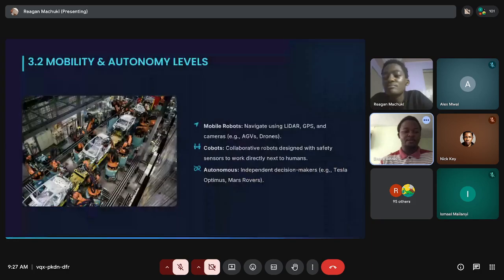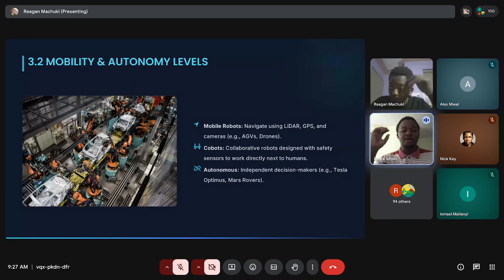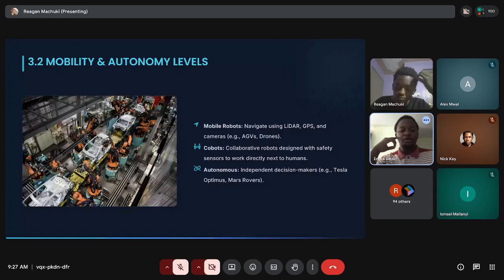Okay, on to the mobility and the autonomy levels. I'll be taking you through the mobile robots. So mobile robots navigate using LiDAR, GPS, and cameras. As my predecessor has also said, robots use sensors to detect the environments and to make their decisions using the data collected from them. And also we have the cobots, which someone in another presentation talked about. They are collaborative robots designed with safety sensors so that they can work directly next to humans.